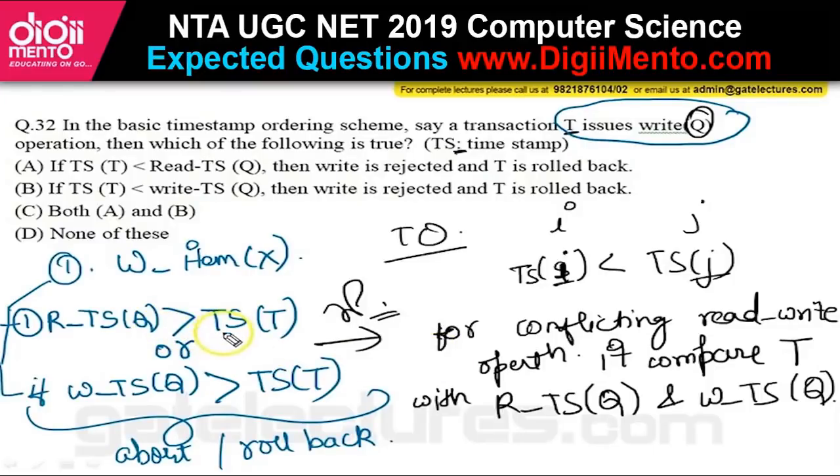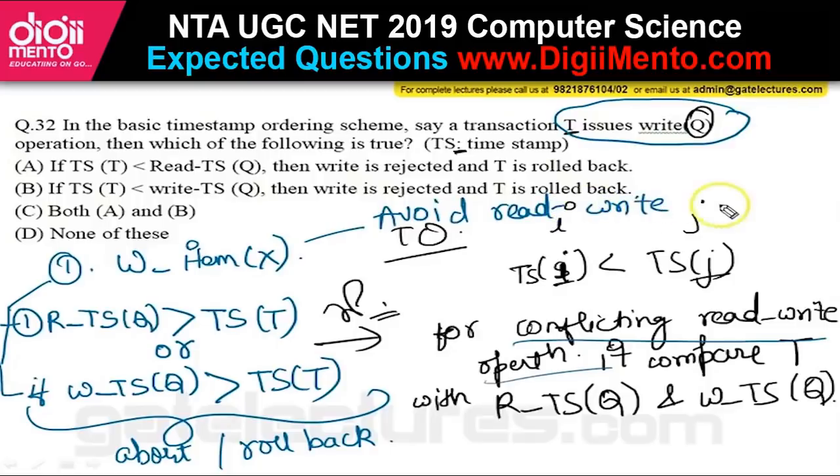We just have to compare the timestamp of our transaction with the read timestamp and write timestamp on a particular data, and it is done to avoid the read write conflict. So basically if there is a conflict between the transactions, we assign them some timestamps. So this is how they are solved, but to avoid the read write conflicts, this is how we do it.